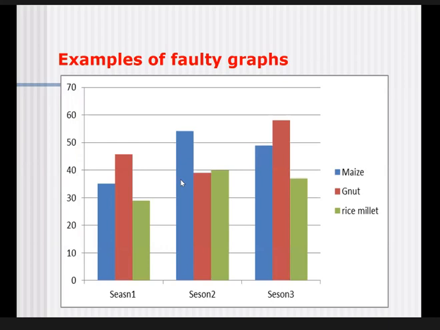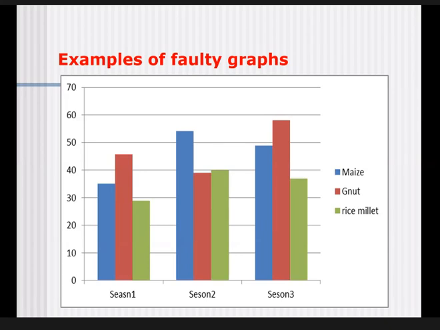This is an example of a faulty graph. There are so many faults here. One, I don't see the title of this graph, which is expected at the bottom of the graph. That is fault number 1. Fault number 2, the x-axis and the y-axis are not labeled.